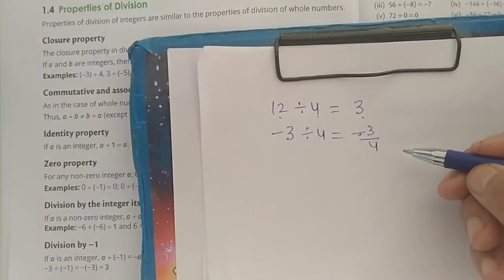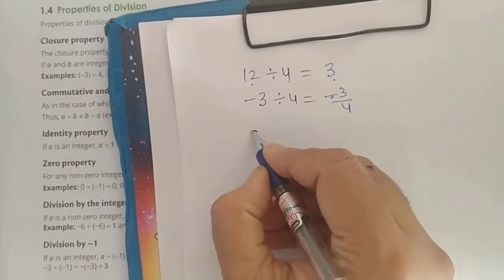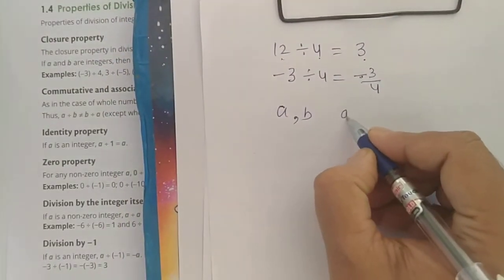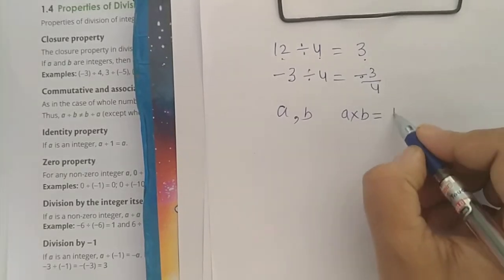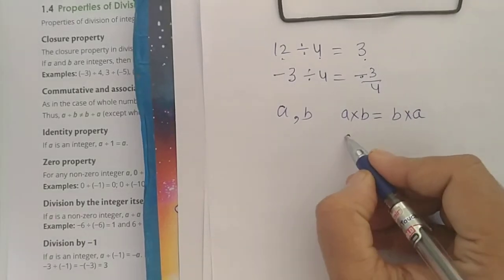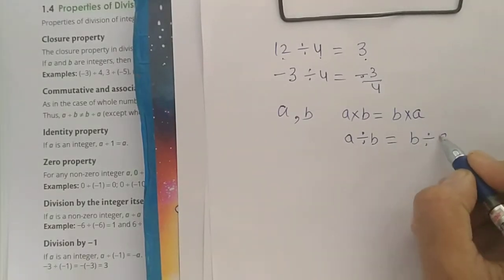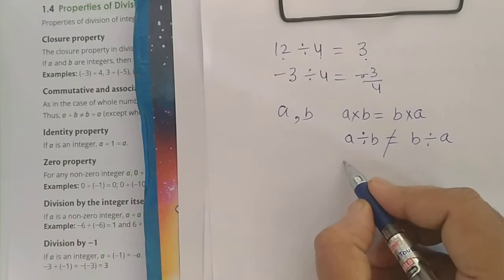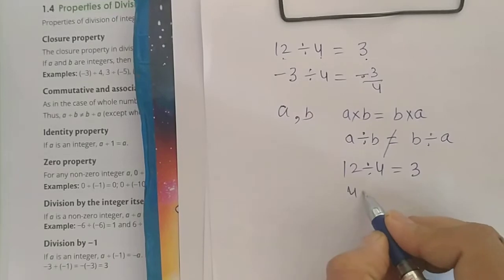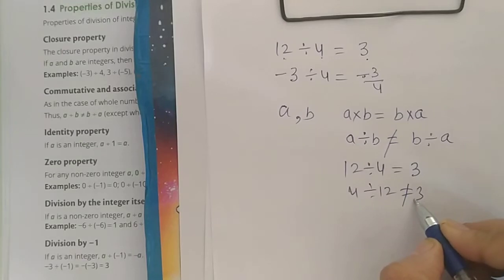Next is the commutative and associative property. For multiplication, if A and B are integers, we have already done that A multiplied by B is equal to B multiplied by A. So for division we can't say that A divided by B is equal to B divided by A. This will not be equal. For example, 12 divided by 4 will give 3. So 4 divided by 12 will not give 3. So I think this is clear.